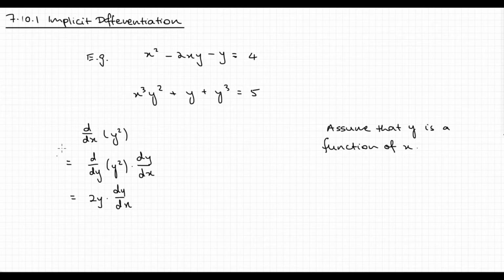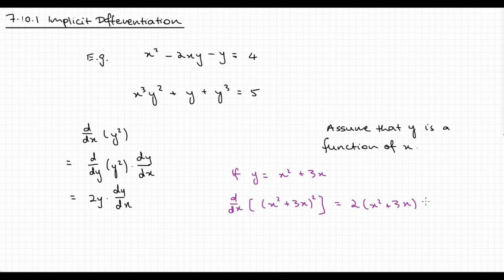Now, this at first might be extremely weird, but it's actually not that bad. If I bring out a specific example, say y equals x squared plus 3x, and I want to differentiate y squared, we're differentiating (x squared plus 3x) all squared. And if I'm doing that, this is literally just chain rule. If I apply the chain rule on this, what I get is 2 times (x squared plus 3x) to the power of 1, and then at the back, we multiply by 2x plus 3.